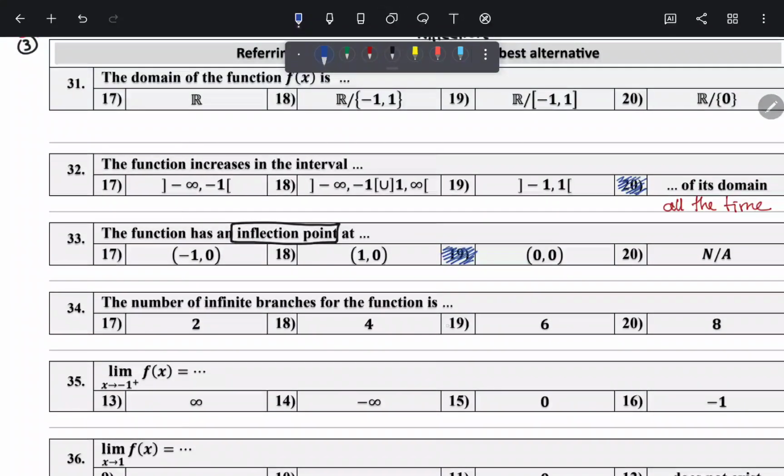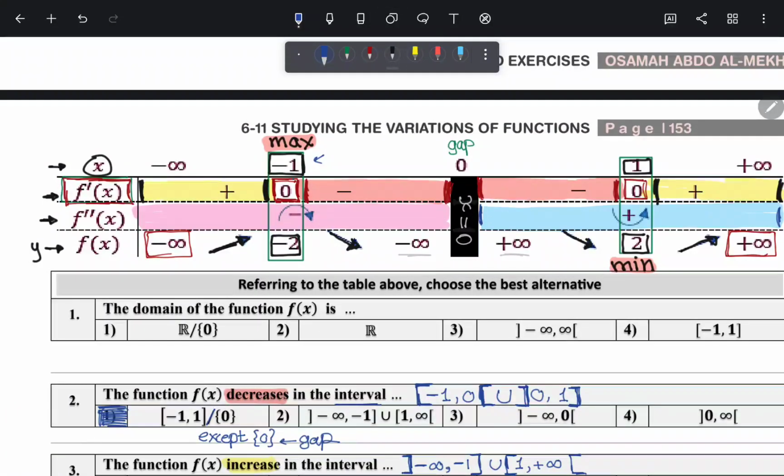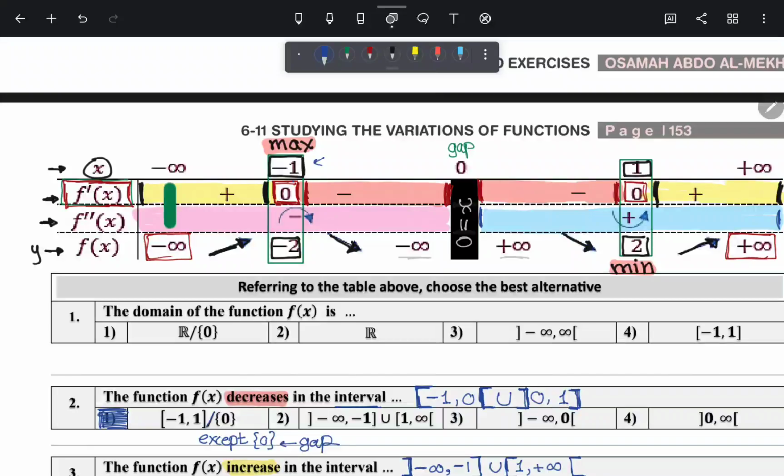Don't count the infinities, count the columns that have infinities. Let me show you why. Look. How many infinities do we have up and down? In this column we have two infinities, one up and one down, right? But we don't count it as two infinities. We count it as one infinite branch, because every column is counted as one.